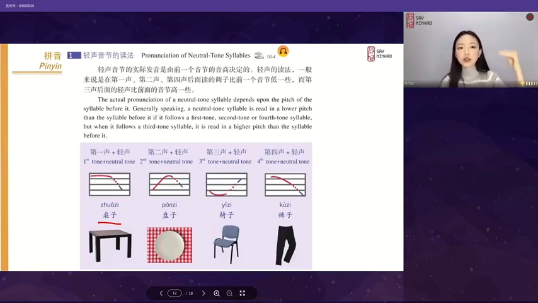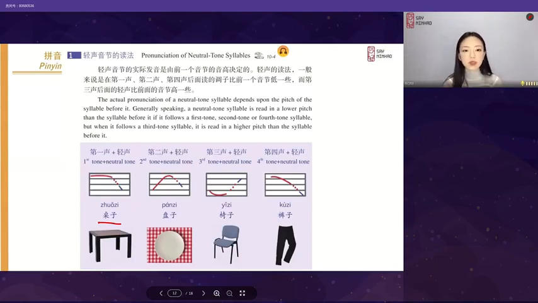First one, 桌子. We can see z is the neutral tone and the pitch of z is lower than 桌, right? Okay, next one is 盘子. 盘子 means plate. The neutral tone is lower too, right? Next one is the chair. 椅子. This time, neutral tone is higher. Last one. 裤子. This means trousers, pants. This time, the neutral tone is lower.